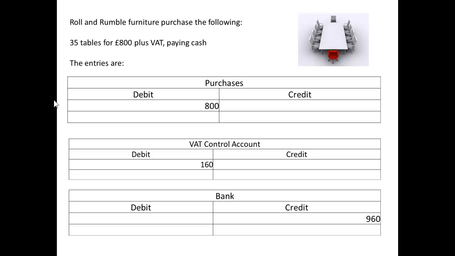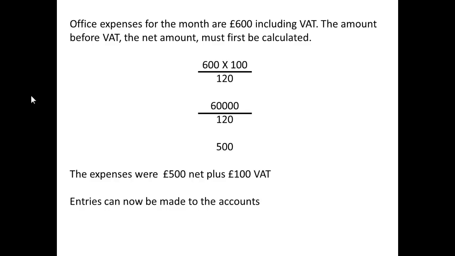Roll and Rumble Furniture purchased 35 tables for 800 plus VAT, paying cash. So you would debit purchases with 800, you would debit the VAT account, the control account, with 160, and of course you'd credit the bank account with the 960 that you paid out for the tables.